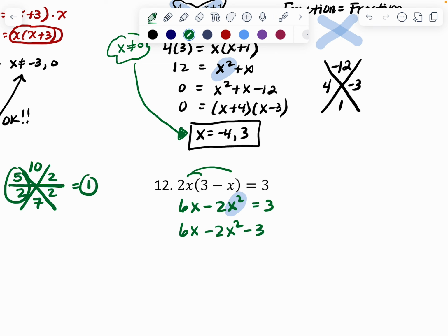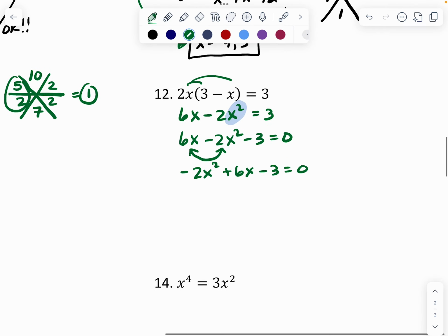Minus 3 equals 0. Now the problem is, you guys, I need to switch the order of these guys. It's not in descending order. So if I switch that order, I'm going to get negative 2x squared plus 6x minus 3 equals 0. Now, hey, there's something I don't like about this, okay? I don't like the fact that there's a negative number in front of the x squared. It kind of makes it hard to factor.